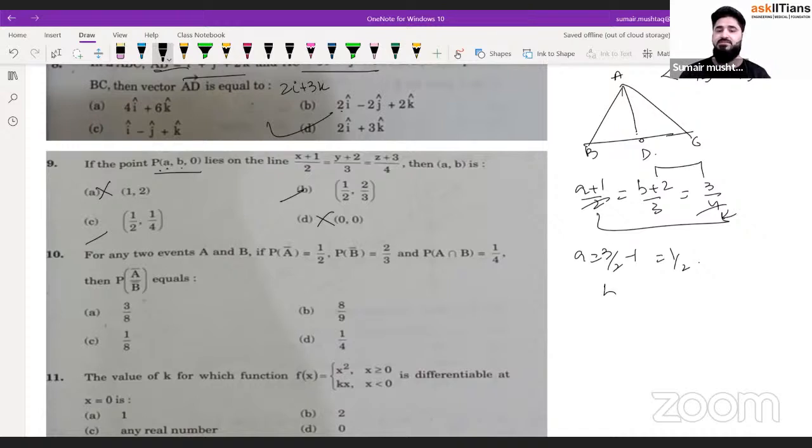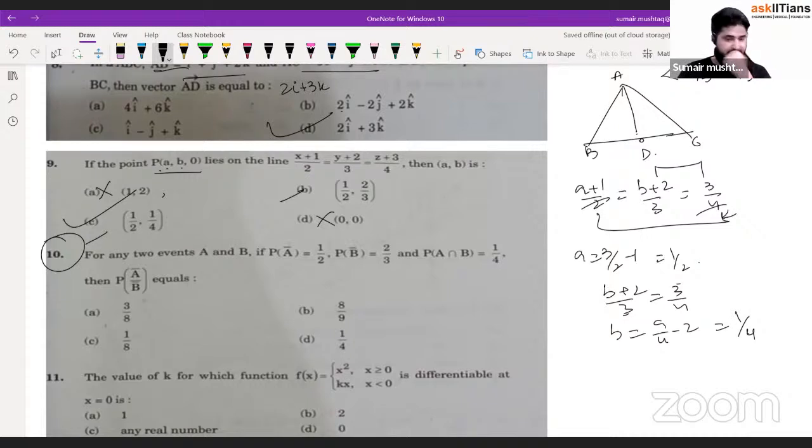Choose these two. That is b plus 2 divided by 3 is equal to 3 by 4. That is 9 by 4. b is equal to 9 by 4 minus 2. That is 8 by 4. That is equal to 9 minus 8 by 4, that is equal to 1 by 4. I think option number C is correct. Simple. Okay, now see this question number 10.